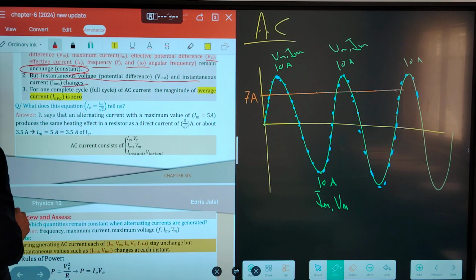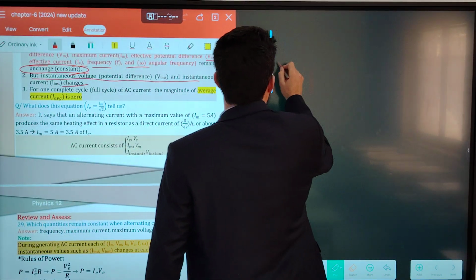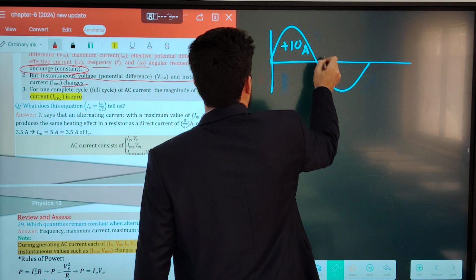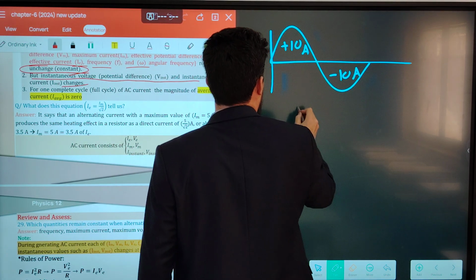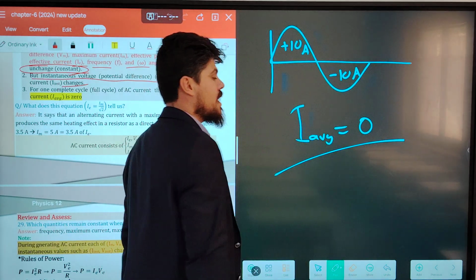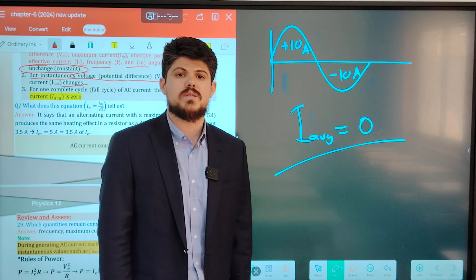For one complete cycle, a full cycle, the magnitude of the average current is equal to what? 0. For one complete cycle, if we have 10 ampere here, here it should be negative 10 ampere. Average current is equal to what? 0.